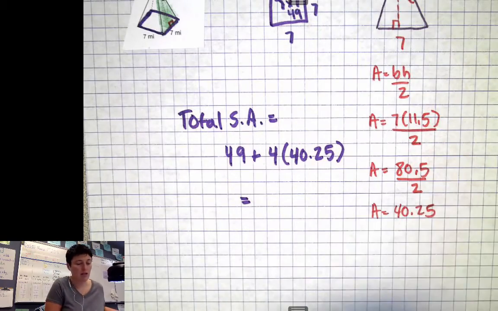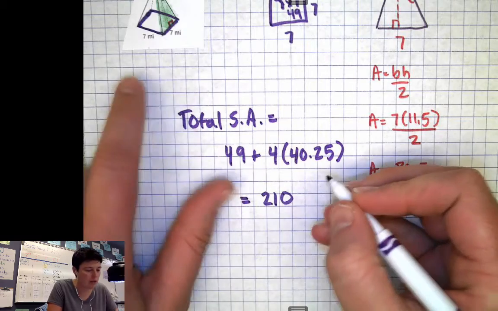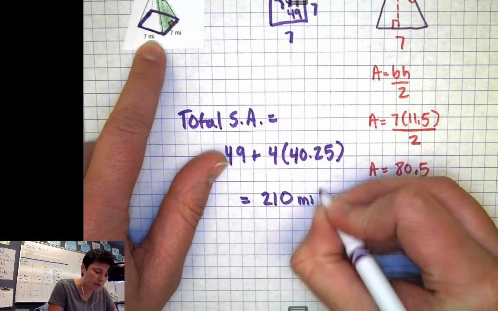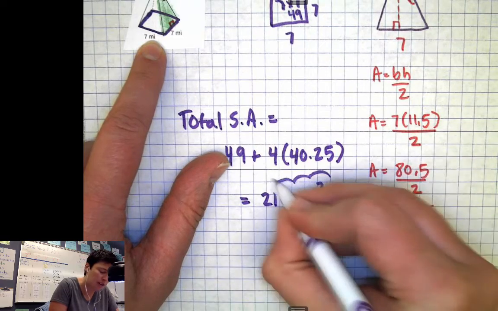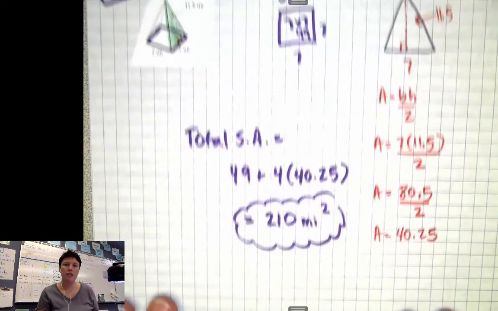So the surface area is 210, and if you look at the units, we're talking miles, so this is a big thing, miles squared. 210 miles squared. All right, final answer, there it is.